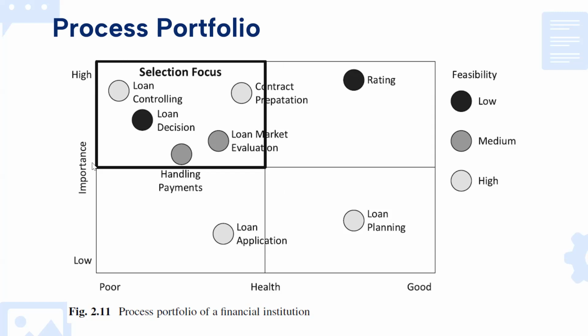Based on these things, what process should we select? Is it loan controlling, loan decision, handling payments, loan market evaluation, or contract preparation? What process should we select? Can you all send me a message through the chat box? Look at this one. You have to consider the importance factor, health factor, as well as the feasibility factor, and then identify what process we should choose for business process management or process improvement. Please send the answer through the chat box.